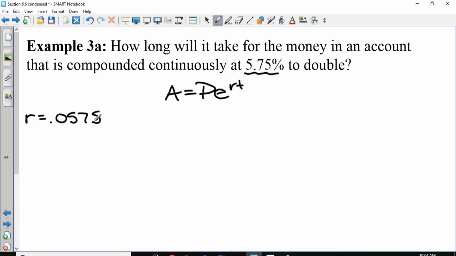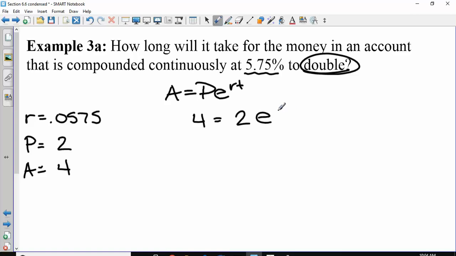To double. Did I actually tell you how much you had to start with? So let's just make up a number. P, that's what we started with. How much do you want it to be? 2. Then my ending amount, if I want that to double, what would I end with? 4. So if we plug this in, 4 equals 2e to the 0.0575t.